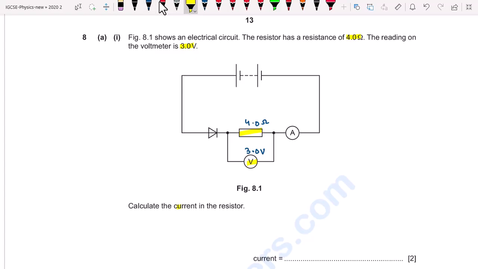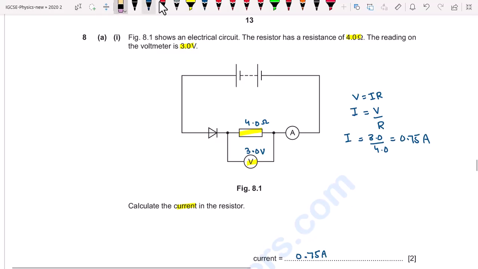We have to calculate the current in the resistor by using Ohm's law. V = IR. Here the voltage is given, that is 3.0 volts, and the resistance is also given, which is 4.0 ohms. So I can easily find the current from this equation. I = V over R, I is equal to 3.0 over 4.0, and the current comes to be 0.75. The unit of current is ampere. So I write here 0.75 amperes.